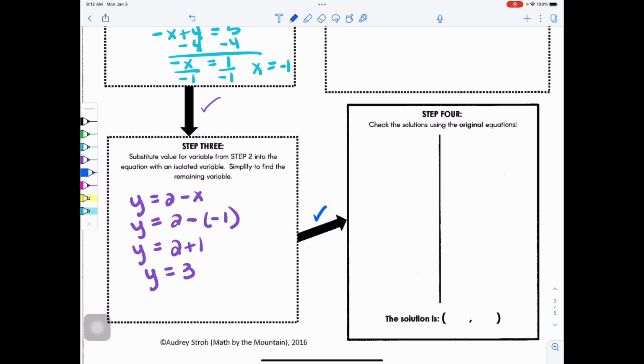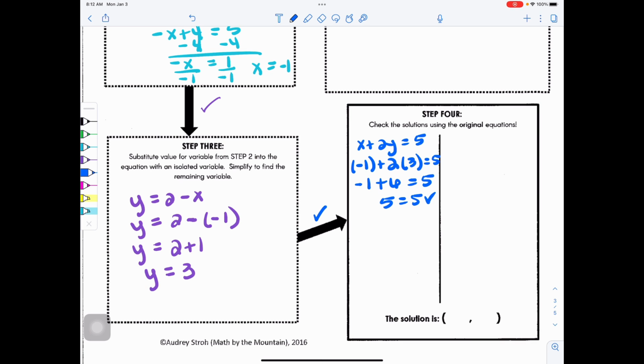We'll start with x plus 2y equals 5. We know that x is -1 and y is 3. So we'll substitute those in, making sure we use parentheses. So I get -1, 2 times 3 is 6, so plus 6 equals 5. And -1 plus 6 really is 5. So it checks.